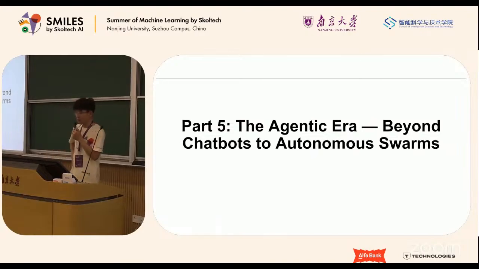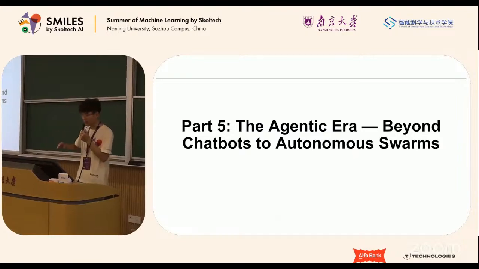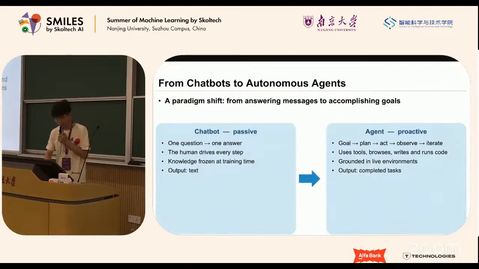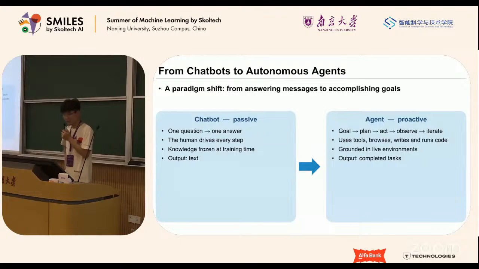Now let's move to the agentic era, beyond chatbots and toward autonomous swarms, where we will discuss how LLMs are transitioning from passive conversational partners into proactive agents. This transition represents a significant paradigm shift. Passive chatbots respond to single questions based on knowledge frozen at training time, with the human user driving each step of the process.